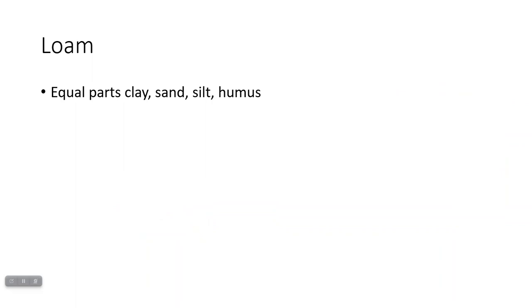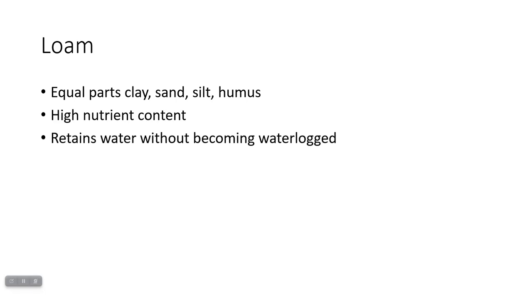So I said we'd talk about loam. Loam is a mixture of clay, silt, sand, and humus, in equal parts. It tends to have a higher nutrient content, and like I said, it's good at retaining water without becoming so soaked that things start to mold or fungus starts to grow. This is in general the best soil for growing crops, but like I said, that's a generalization. There are some crops that might require higher clay content or higher sand content.